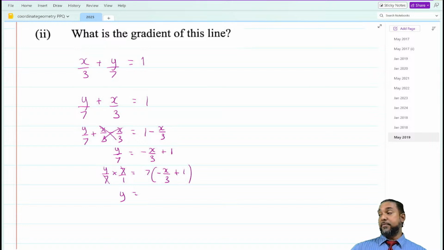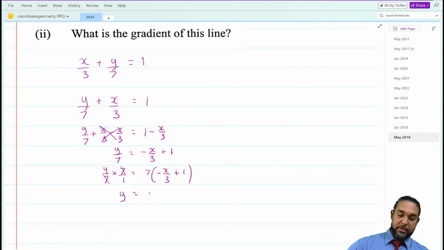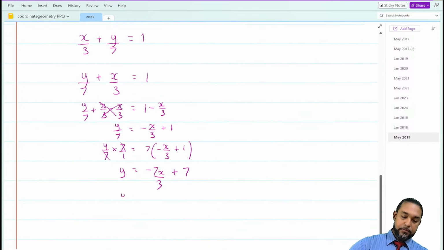On the right side, we have to use now the distributive law. So 7 by minus x over 3 just becomes minus 7x over 3. And 7 by 1 is just 7. And of course, from here, you could separate the minus 7/3 from the x like a coefficient. And that is your answer right there. That is the gradient of the line.